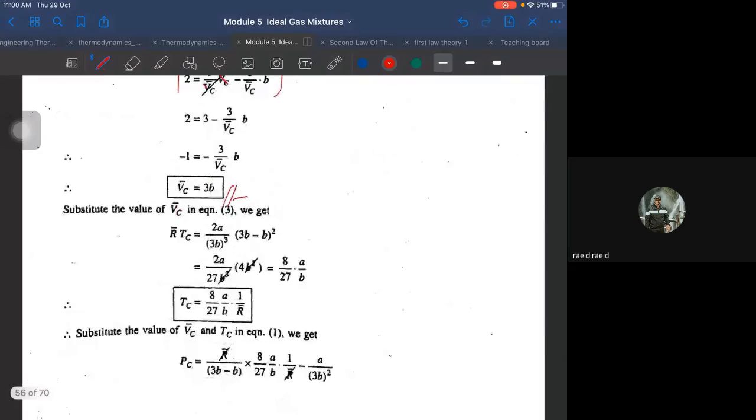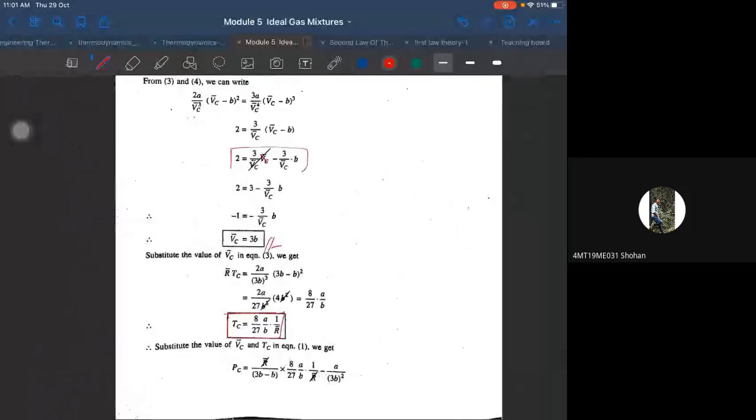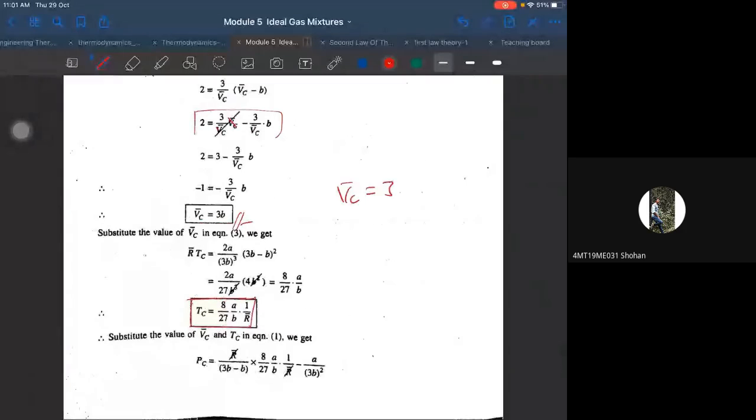You will get the expression for TC. It's just simple mathematics. Do I need to explain it in detail once again? No, sir. What you have to do is take equation number 3 and substitute the value of V bar C as 3B. Just substitute 3B here, 3B here, and go on solving it. Your B cube and B square will get cancelled. Only B will remain, A will remain in the numerator, and you'll get this final expression.